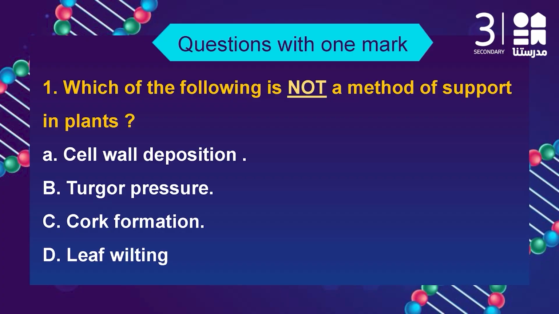Which of the following is not a method of support in plants? The four choices are: A, cell wall deposition; B, turgor pressure; C, cork formation; D, leaf wilting. Which choice?